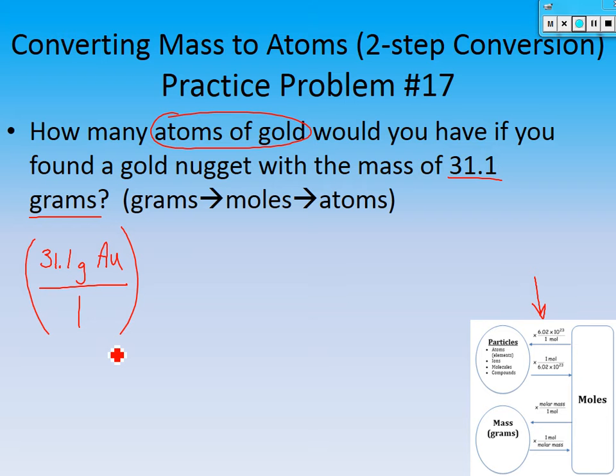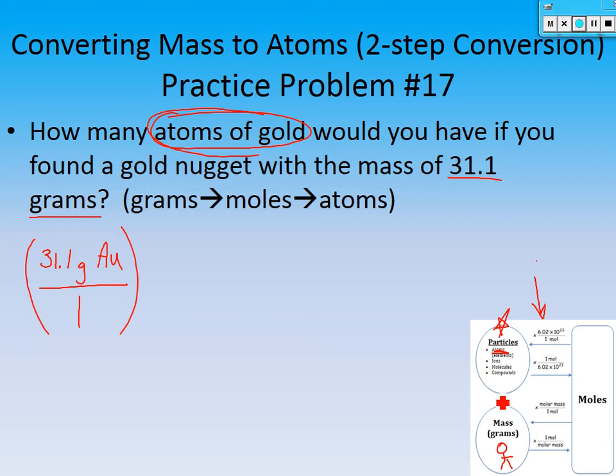Now step 3, we go to the road map. Let's come down here to the road map. Where are we currently at? Yeah, we're at mass. They gave us grams. So here we are. And where do we want to go? Where's our destination? What did we circle right here? Atoms of gold. Where do you see that on the road map? It's right here in the particle circle. So we've got to come all the way up here.